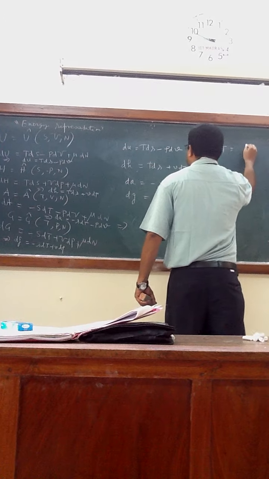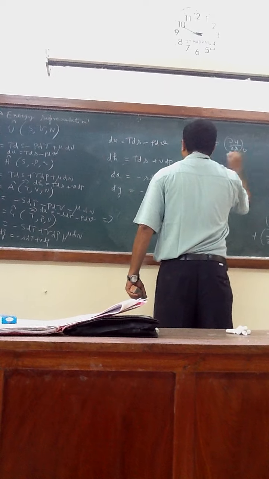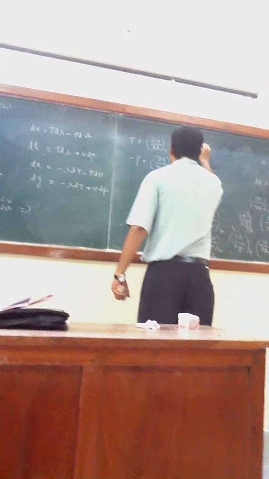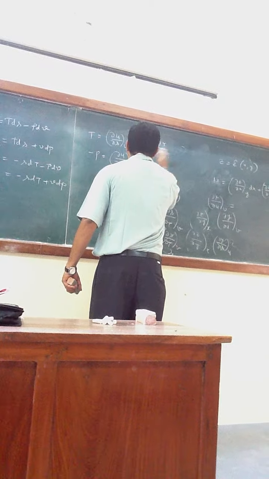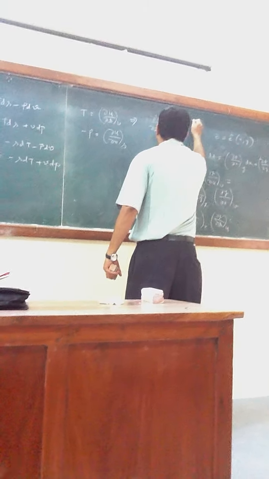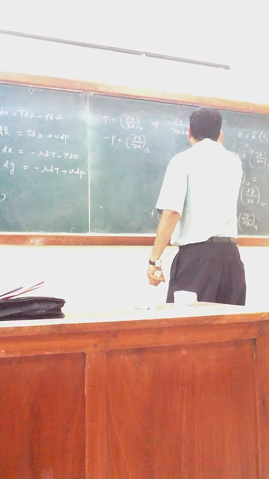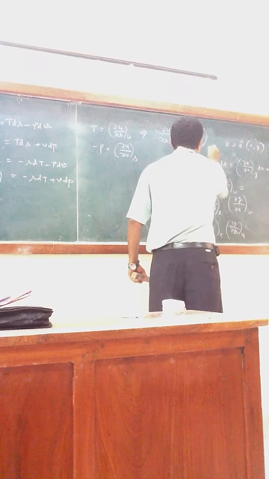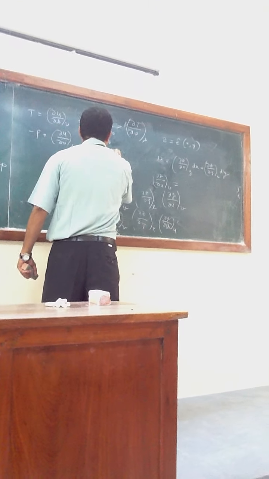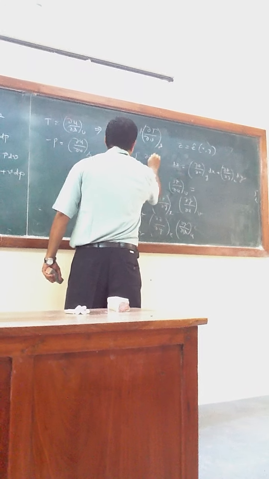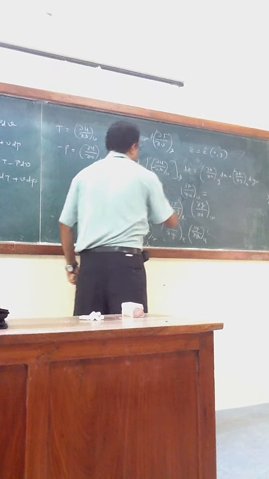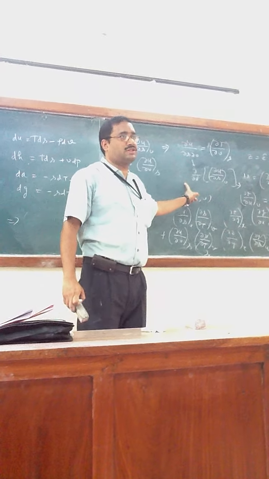T is what? ∂U/∂S at fixed V, and minus P equals ∂U/∂V at fixed S. We can write from here ∂²U/∂S∂V, which is ∂T/∂V at fixed S. Because you know that when you take ∂U/∂S and then differentiate with V, it will be this. That's the way my partial differentiation, second order differentiation, is defined. Okay.